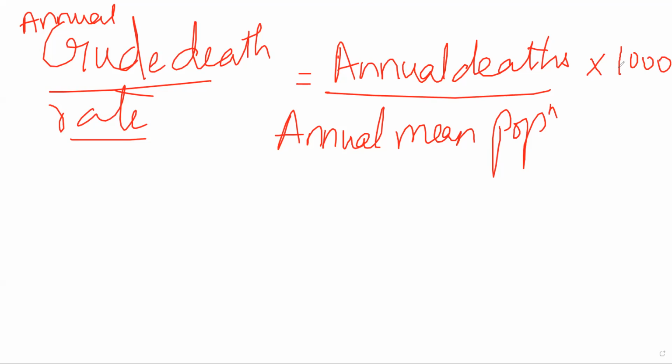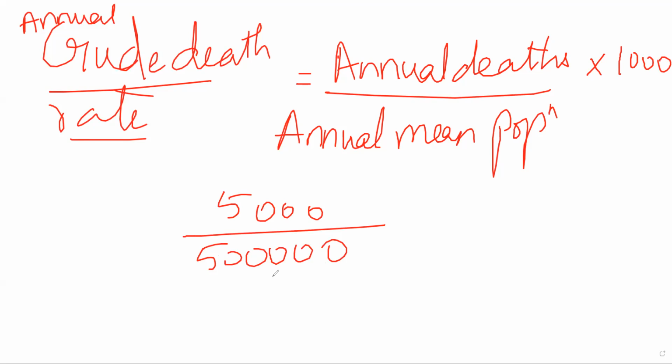ठीक है, आप क्रूड डेथ रेट ऐसा कैलकुलेट करते हो. Now let us suppose in 1 year, 5000 people died, for example. And the mean population total was 5 lakhs. Or 50 lakhs कर लो. Total population is 50 lakhs, out of that 5000 people have died.